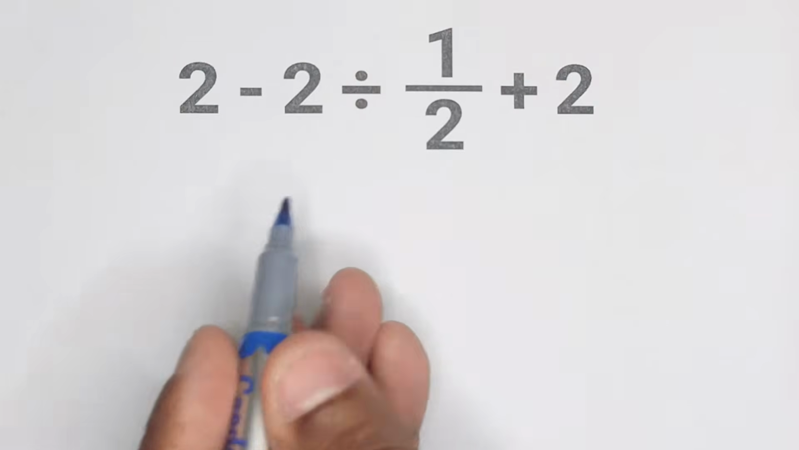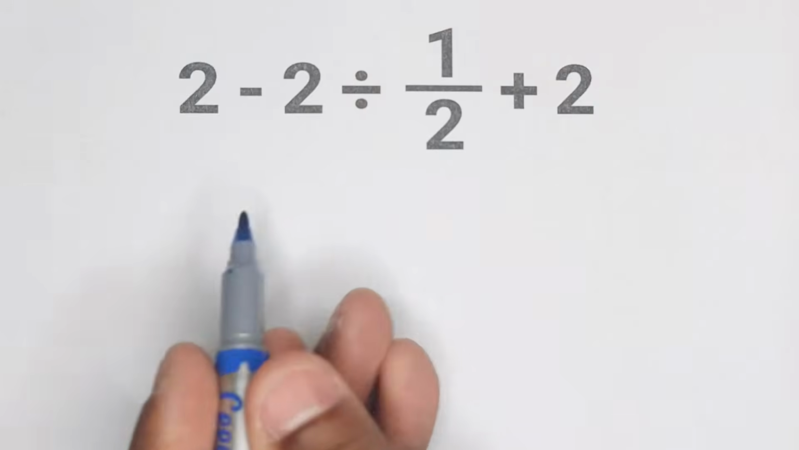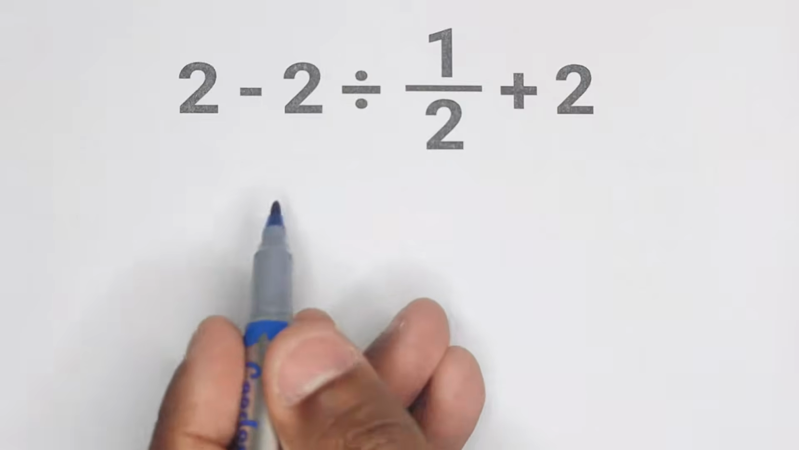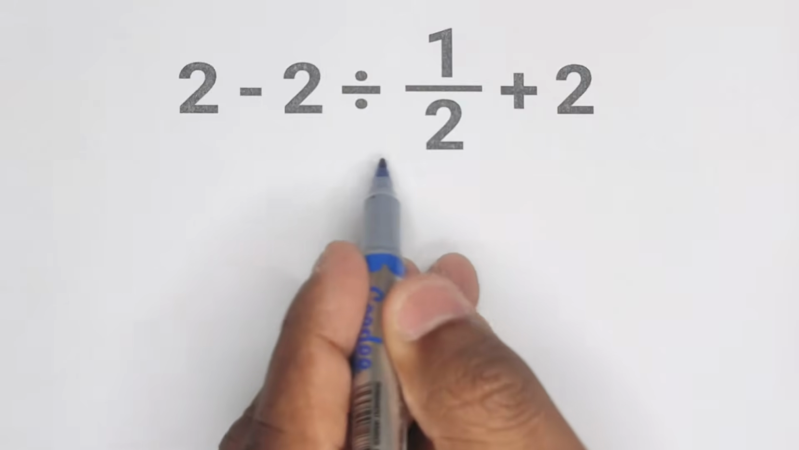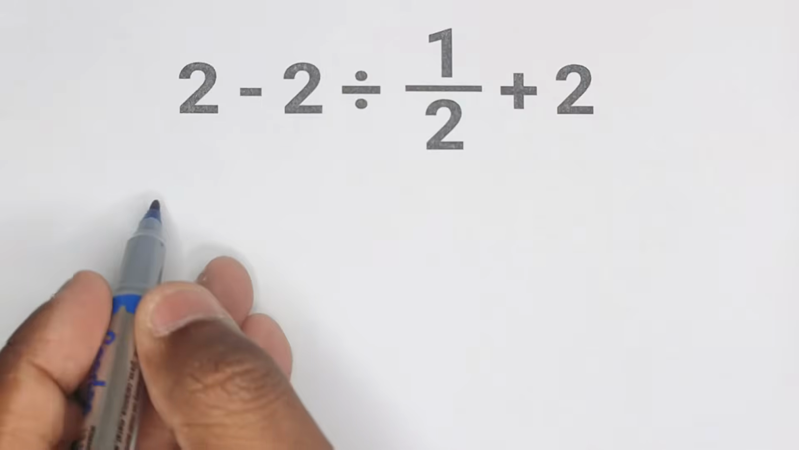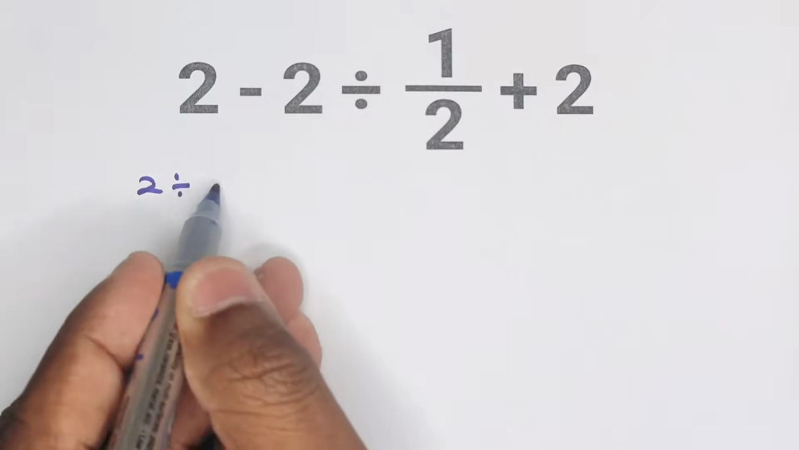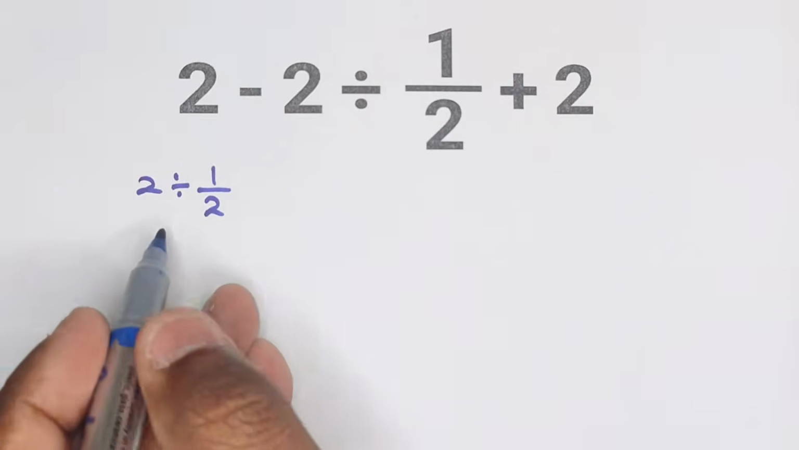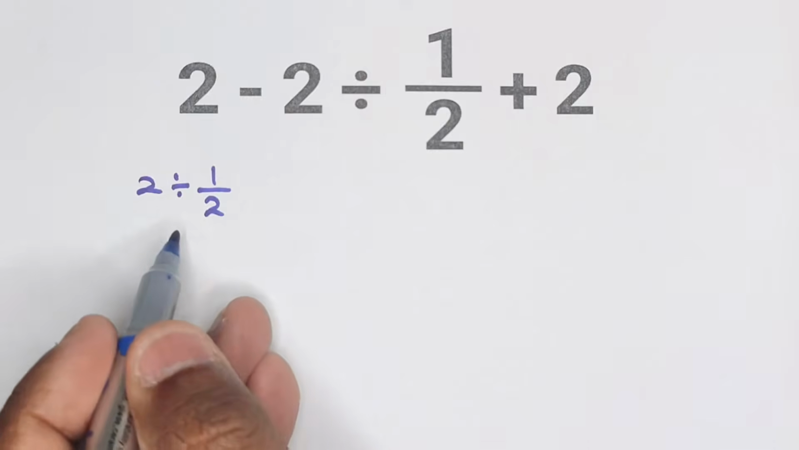Now, let me show you how to solve this correctly. We already know we have to follow the order of operations. So we start with the division. 2 divided by 1 over 2. How do we calculate this? Dividing by a fraction is the same as multiplying by its reciprocal.